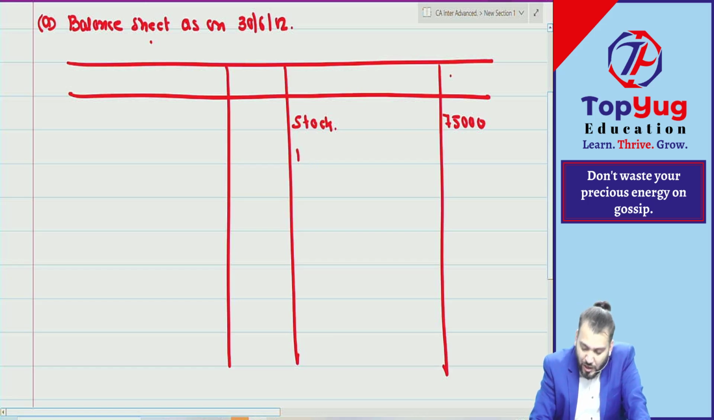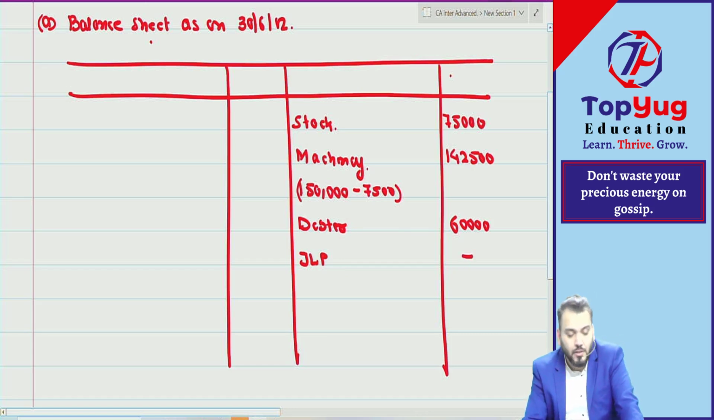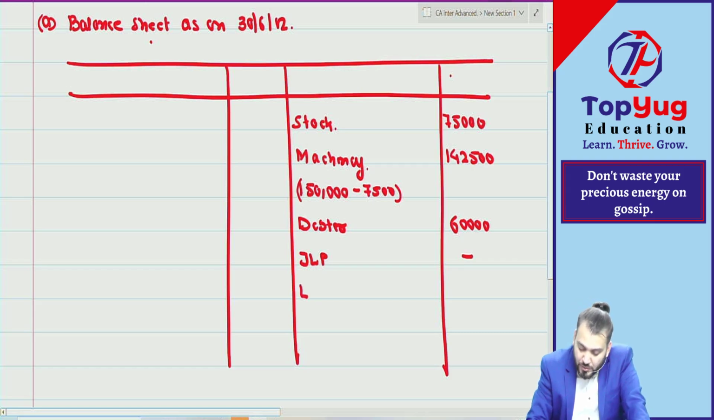Then machinery after depreciation: 1,50,000. What is the rate? 10%, which means 7,500. So how much? 1,42,500. Then debtors: you are giving the new book value, 60,000. But the JLP, how much? The JLP was surrendered for rupees 9,000, so it is 0, meaning the amount was collected.